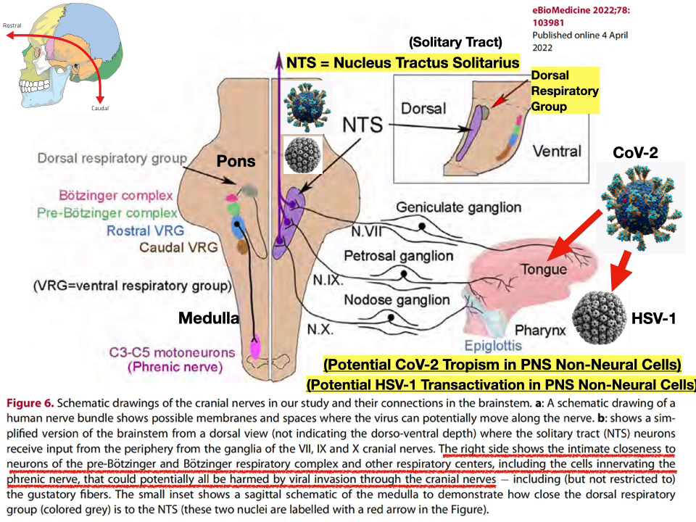Panel B shows a simplified version of the brainstem from a dorsal view, not indicating the dorsal ventral depth, where the solitary tract, also known as the nucleus tractus solitarius, NTS, where the solitary tract neurons receive input from the periphery, from the ganglia of the 7th, 9th, and 10th cranial nerves. And again, the ganglia associated with those nerves are the geniculate ganglion, the petrosal ganglion, and the nodose ganglion of the vagus nerve.